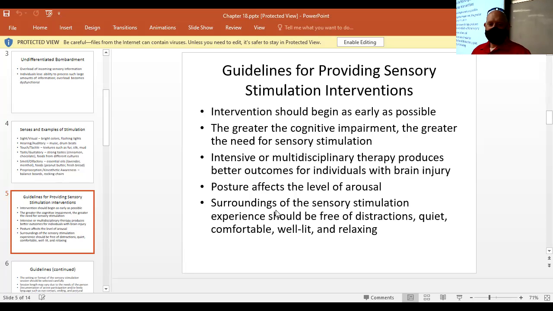Surroundings of the sensory stimulation experience should be free of distractions. This goes not just for this, but it's especially important when you're talking about sensory stimulation. You want them to feel things, hear things, and smell things, and you want them to be specific as to what you are providing them. If you're putting out aromatherapy that you want them to smell, or you have certain lights that you want them to take in, you need them to just be taking in those things. So it needs to be free of distractions, quiet, comfortable, well lit, and relaxing.